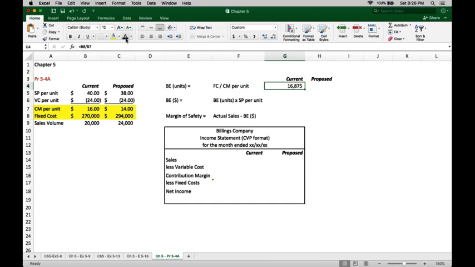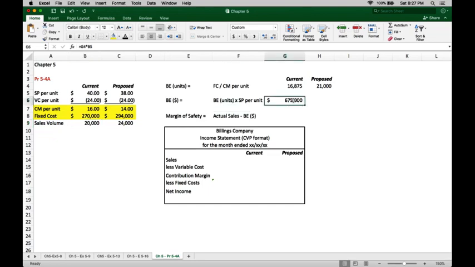So my break-even point in units, 270,000 divided by 16, gives me 16,875. If I go with the proposal, I need to sell 21,000 units in order to break even. That's a little scary. I need to sell more. The break-even point in dollars is 16,875 multiplied by selling price per unit. The break-even point was 16,875 multiplied by the selling price of 40.